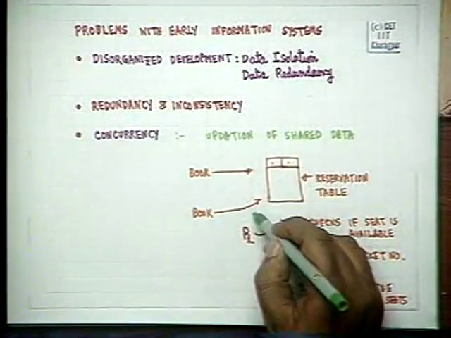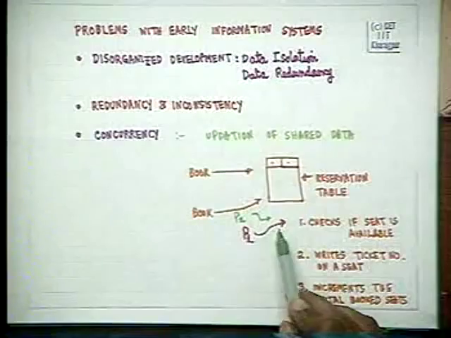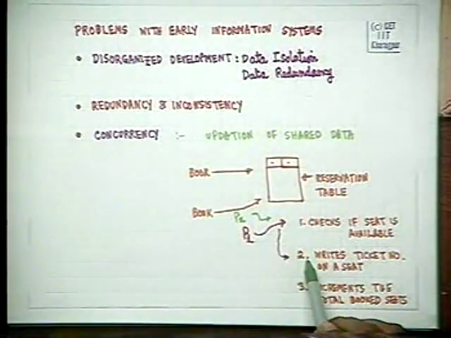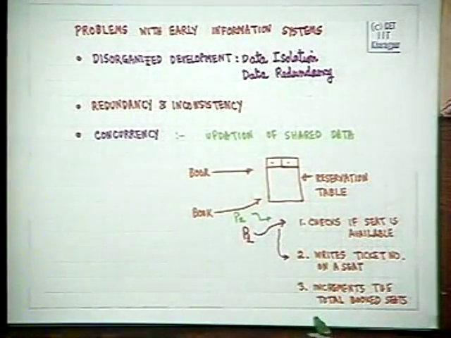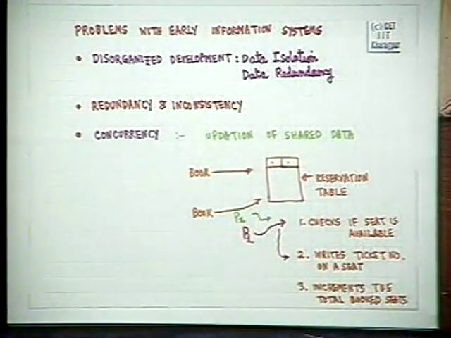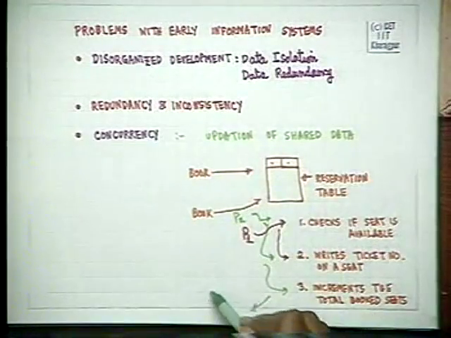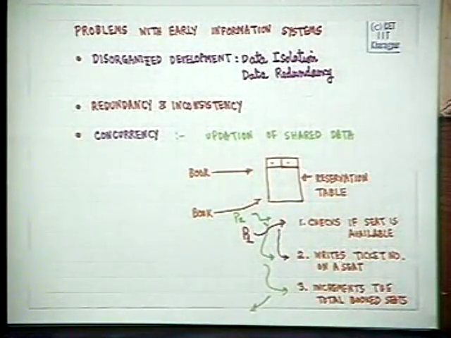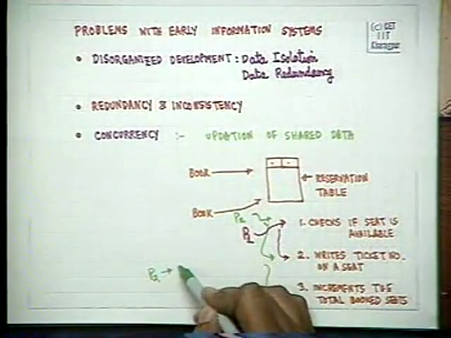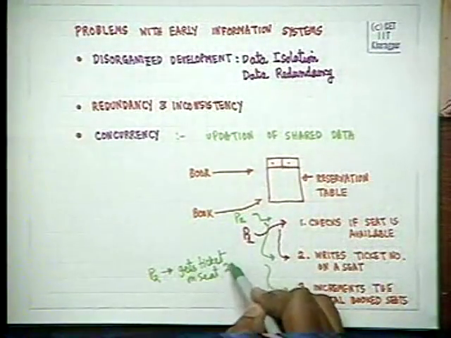P2 comes and checks. Suppose, I'll give you a simple argument, suppose there is only one seat available. P2 comes and checks and sees that seat is there. So P2 checks the seat is available and writes his ticket number, and his time is such that in that whole period of time, he writes his ticket number, increments the total number of seats booked and goes away. So P2 does this and takes a ticket. So P2 goes away with the ticket. So P2 gets the ticket on seat 25, say.